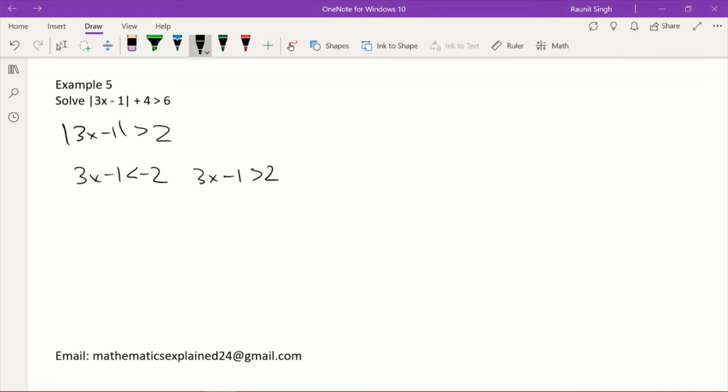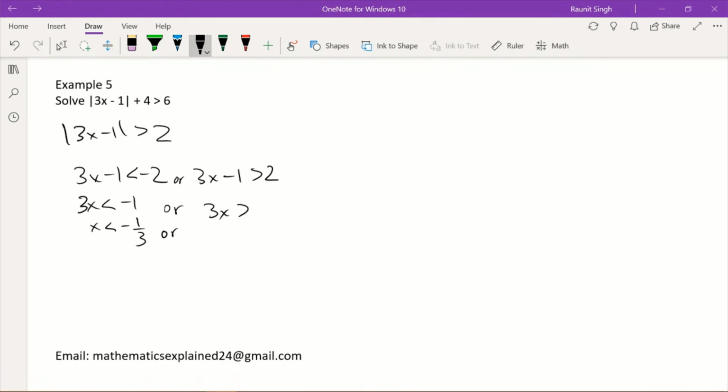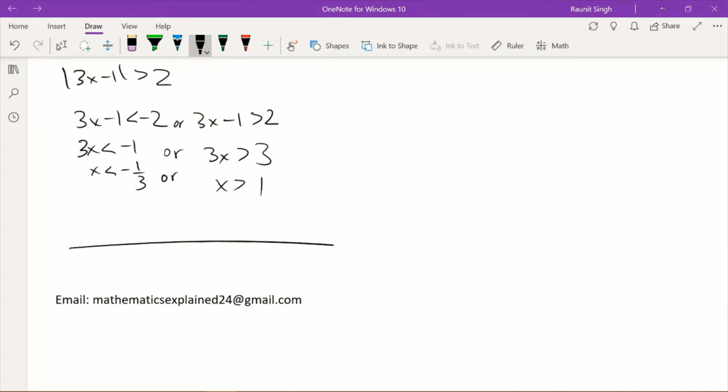So we have 3x is less than negative 1. So x is less than negative 1/3. And then I forgot to put the or, and then or again. And then we have 3x is greater than 3. So then x is greater than 1. I think that is right. Yeah, okay. So then let's graph it.